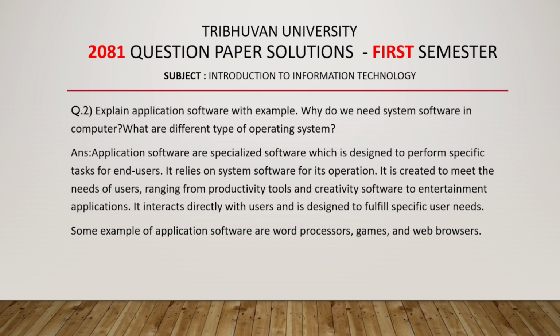Application software. Application software is designed to perform specific tasks for users. It directly interacts with users to meet their needs. Examples: MS Word, web browsers, and games. In short, it makes the computer useful for us.